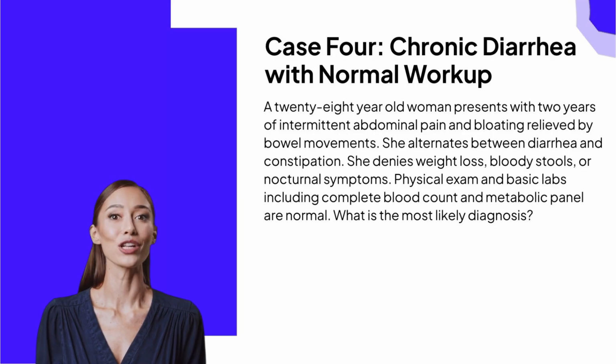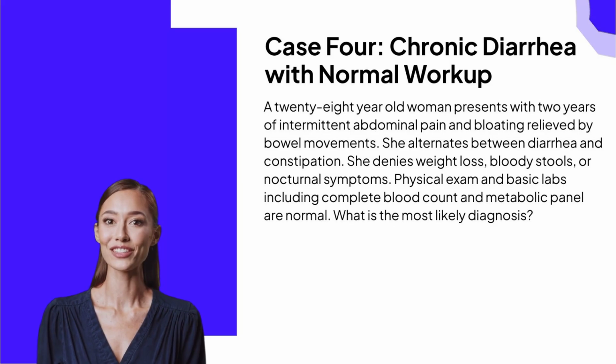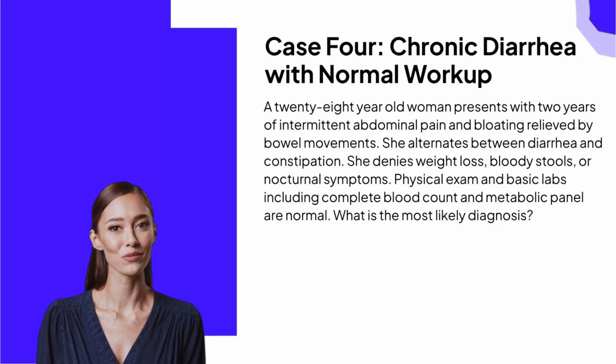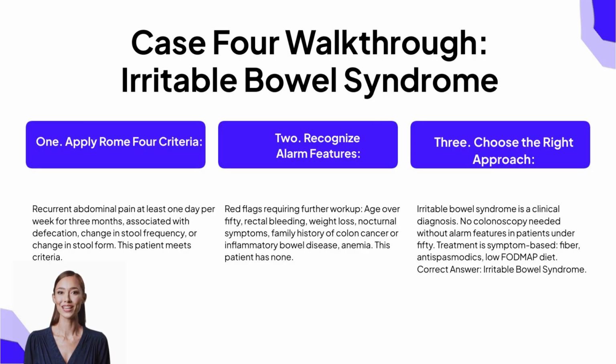Next case. Young woman with 2 years of intermittent abdominal pain relieved by bowel movements, alternating diarrhea and constipation, no weight loss, no blood, no nocturnal symptoms, and completely normal labs. This presentation is basically the Rome criteria for irritable bowel syndrome written into a vignette. The question asks for the most likely diagnosis. Here is your approach.